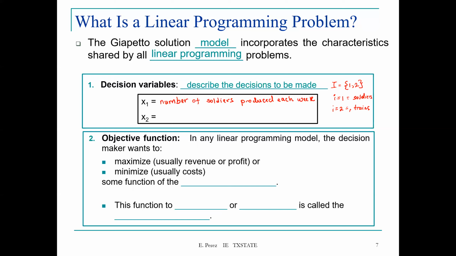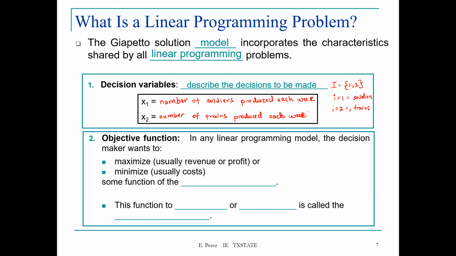And X2 is the number of trains produced each week, which I don't know. So these are two things that I want the model to answer. I want to give the model all this information that we just discussed, and I want the model to tell me, okay, X1 is this much, X2 is this much.